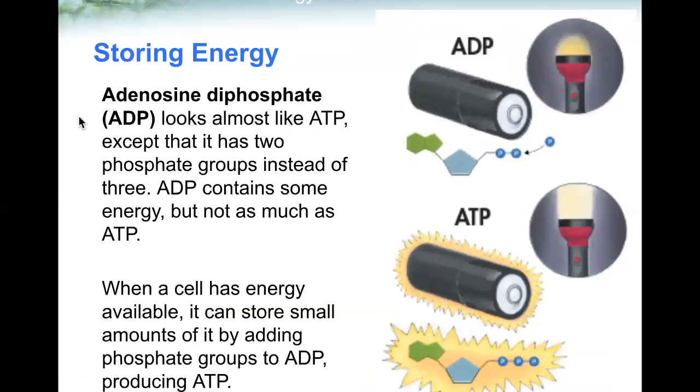Adenosine diphosphate, ADP, looks almost like ATP, except that it has 2 phosphate groups instead of 3. ADP contains some energy, but ATP has much more energy. When a cell has energy available, it can store small amounts of it by adding phosphate groups to ADP, producing ATP.